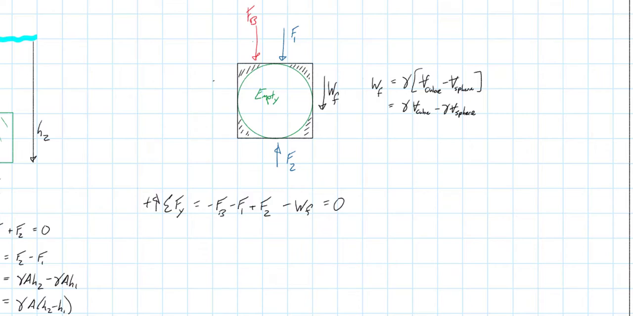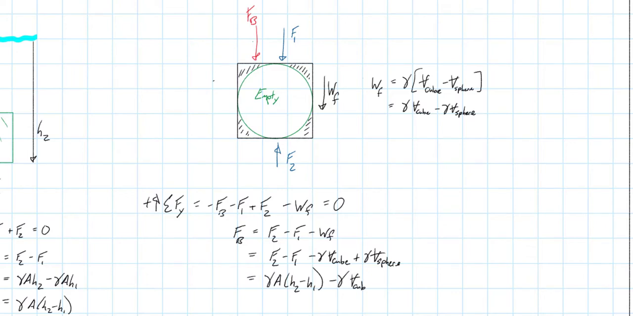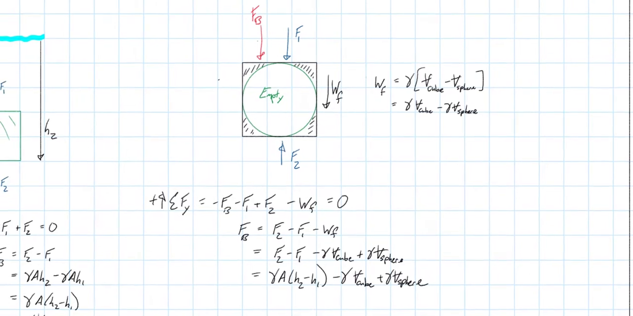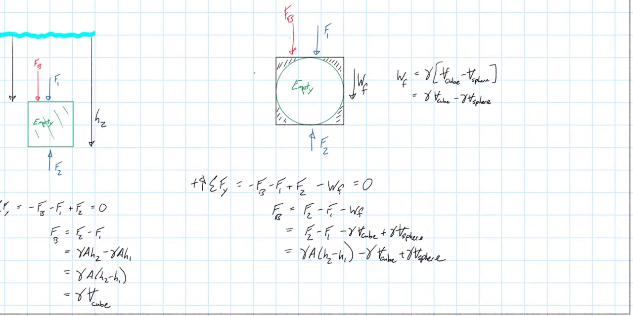So again, we can solve for FB. So FB will equal F2 minus F1 minus the weight of the fluid. Well, we have an expression for the weight of the fluid now, so we can go F2 minus F1, minus gamma times the volume of the cube plus gamma times the volume of the sphere. All right, so we know from before that F2 minus F1 is going to be gamma times the area times H2 minus H1, and that is gamma times the volume of the cube, plus gamma times the volume of the sphere.